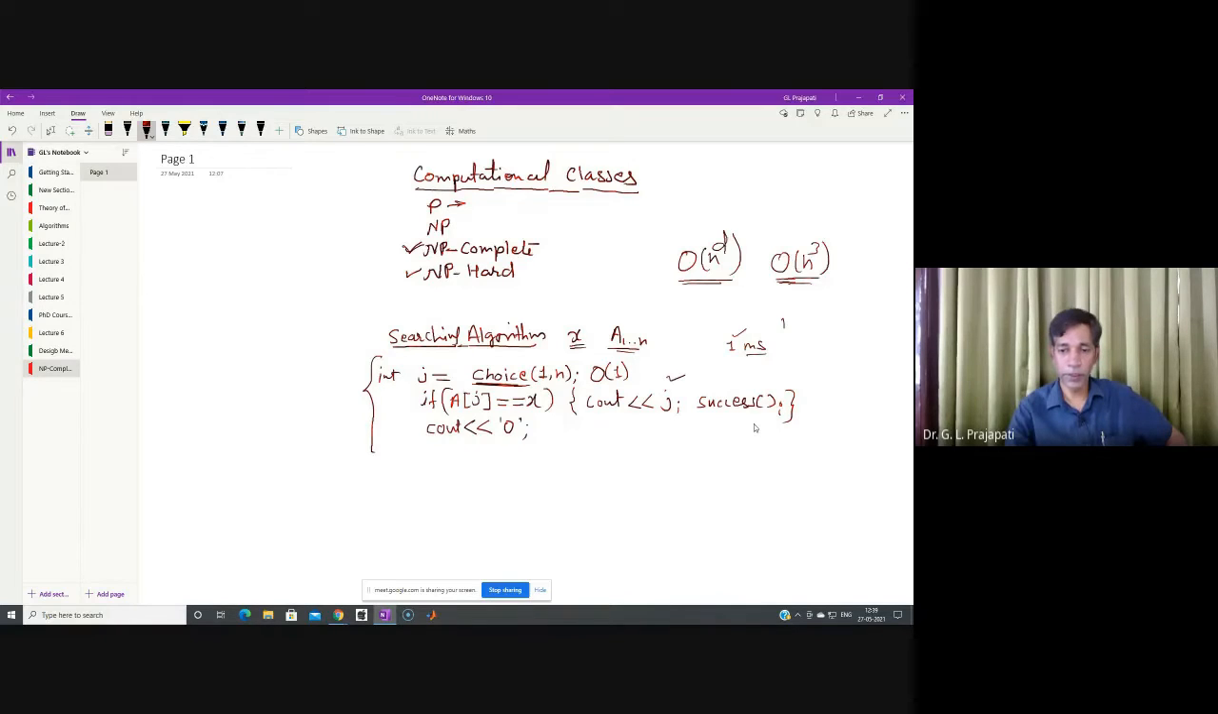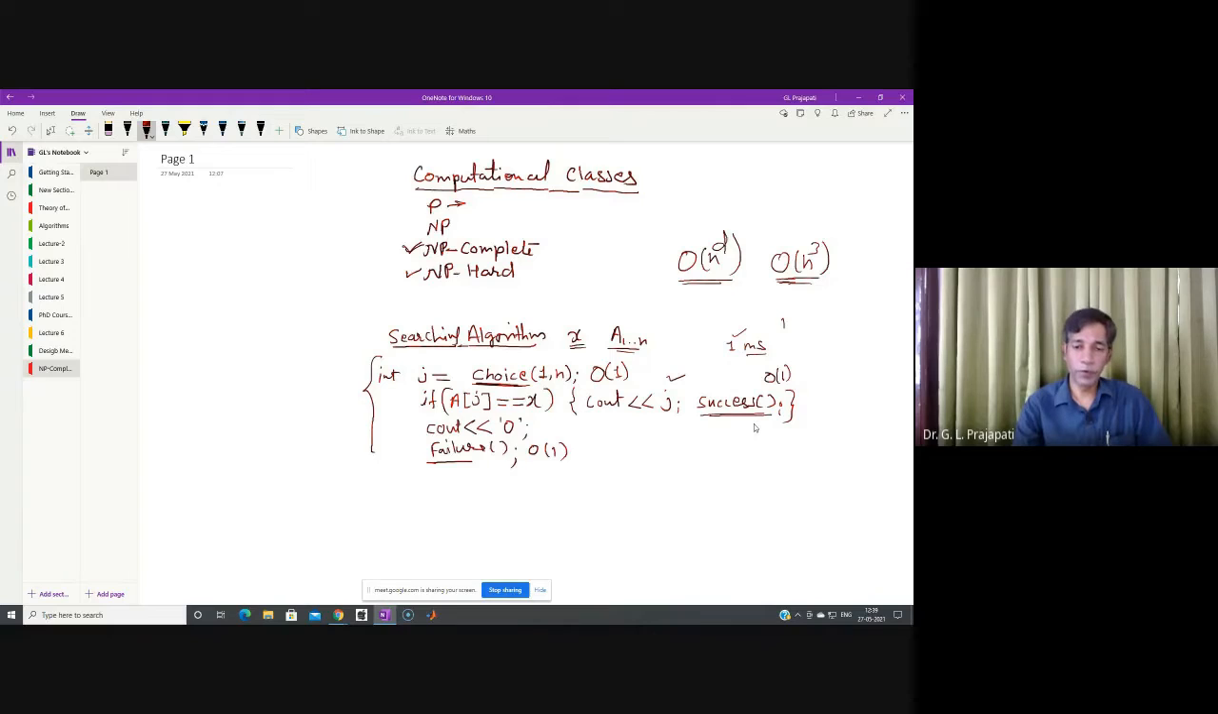you are returning the index value, and you are signaling the successful termination. So success is the function which also runs in constant time, and this signals the successful termination. Otherwise, if this is not true, then you can output 0, and then failure, you can signal the failure. And this is the function which takes constant time and which signals the failure termination. So these are the cases.